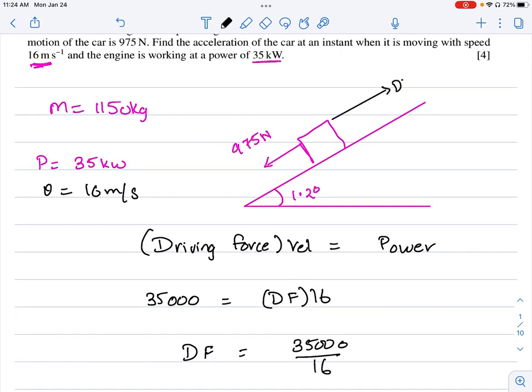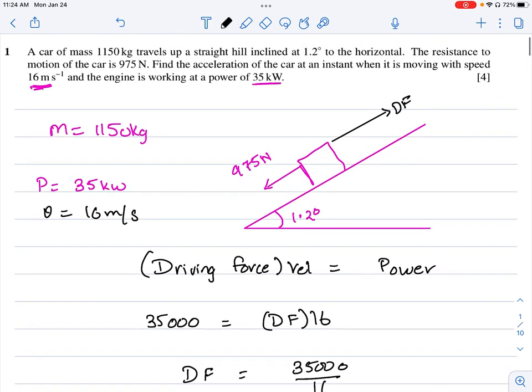I draw the driving force over here. Now we know that forward force minus backward force is equal to ma. The mass is 1150, so immediately, let us draw the free body diagram. This is 1150 g, and downwards along the slope will be 1150 g sine 1.2. The normal reaction is balanced by 1150 g cos 1.2.